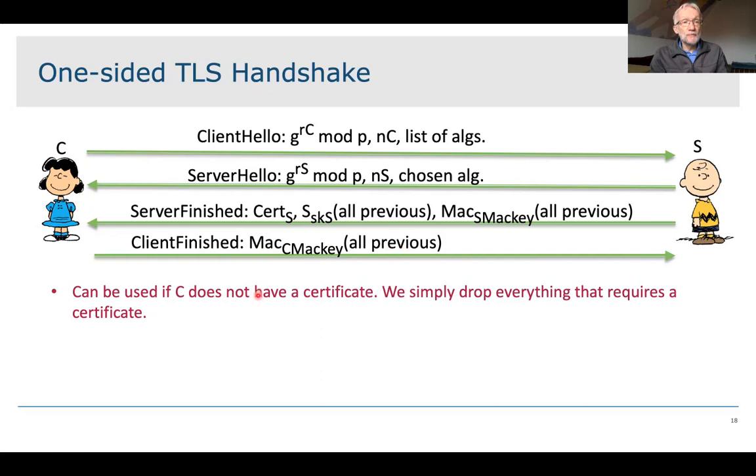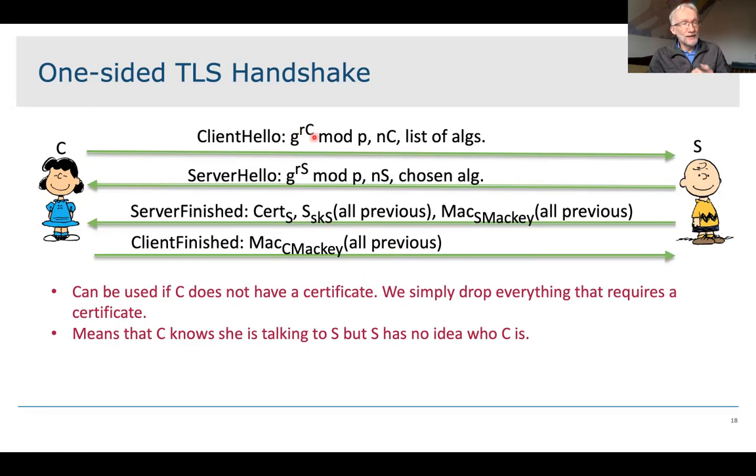This works, except of course that it means that the client knows he's talking to S because he gets a certificate and signature from the server, but of course S has no idea who C is. Whoever managed to come up with a MAC on all previous messages here must be the guy who is able to generate the same Diffie-Hellman key that I can generate, but who that is, you have no idea.